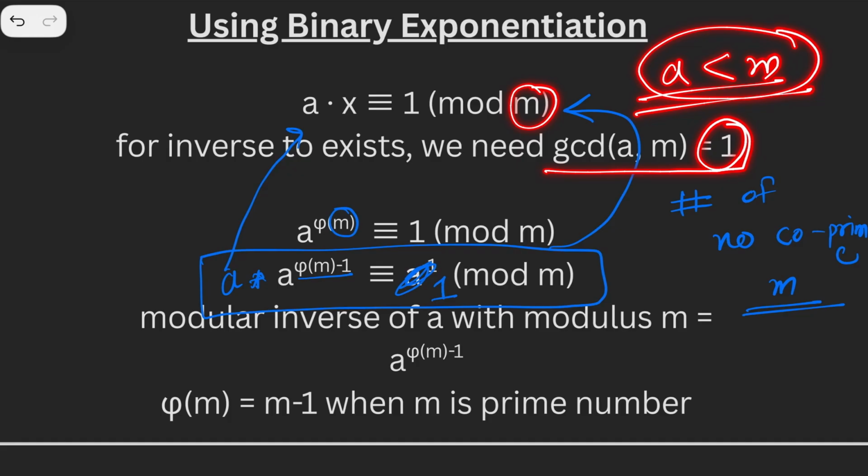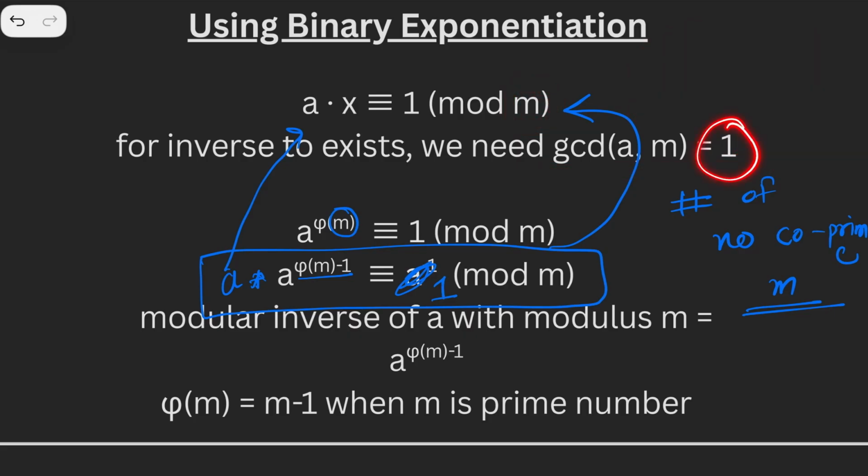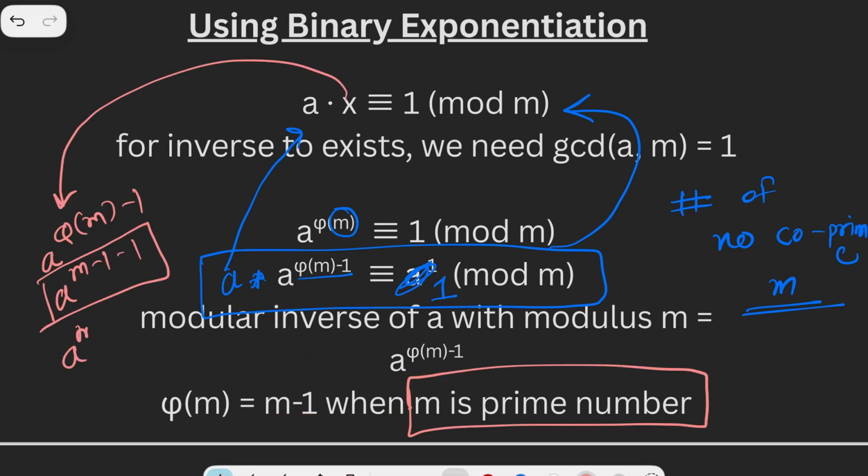Usually this happens in competitive programming. The value of m is usually 10 to the power 9 plus 7, something like that. So the value of a is usually less than m. So the GCD of a and m is going to be 1. And m is usually a prime number. So remember, the value of x is a to the power phi minus 1, right? The value of phi is m minus 1 when m is a prime number. So x is going to be a to the power m minus 2.